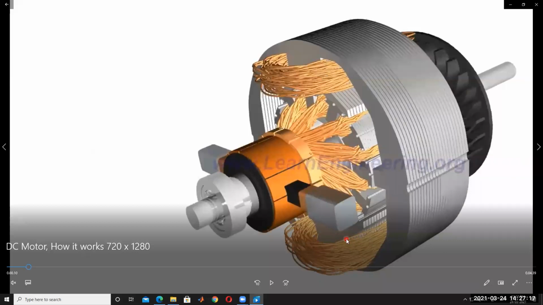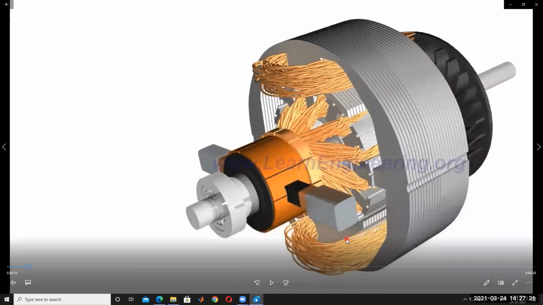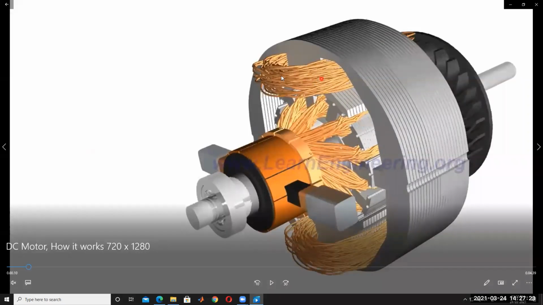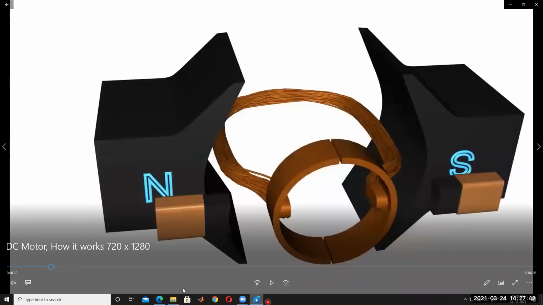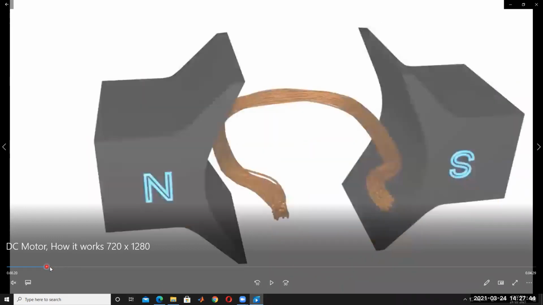For small machines, like toys, permanent magnets are used. But in large machines, by using field winding, the north pole and south pole are generated in DC machines, because speed control is easy by using field winding. If you are using permanent magnets, field control is not possible. Field control is very difficult with permanent magnets.